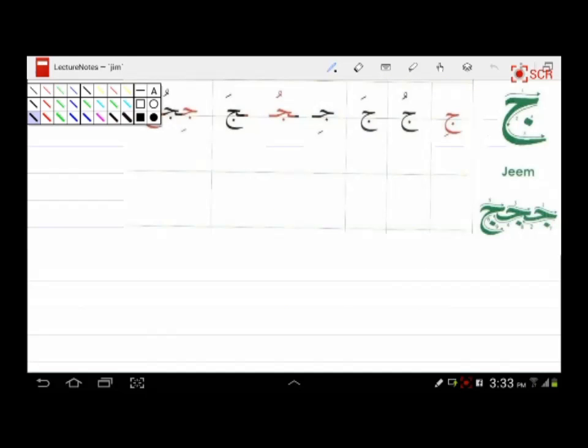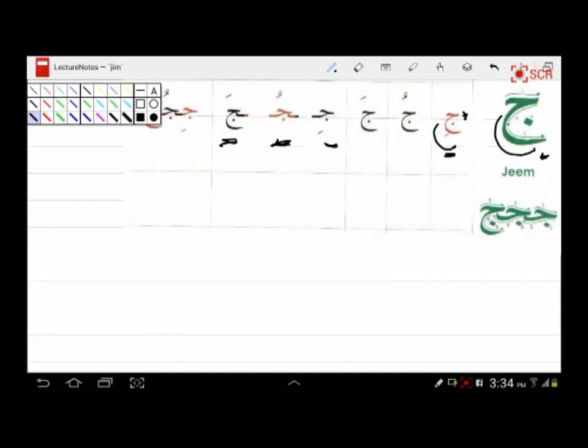To start off, the first letter in this group, the letters with trailing tails, is the letter jim. So here's my trail. This is the main form of the jim: initial, middle, and final. Please note, look at this one, you will find that a small part of it is above the line, and the rest, the tail of the big C, is mostly below the line.